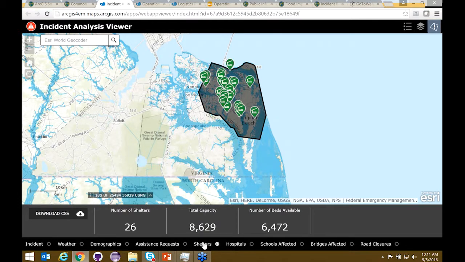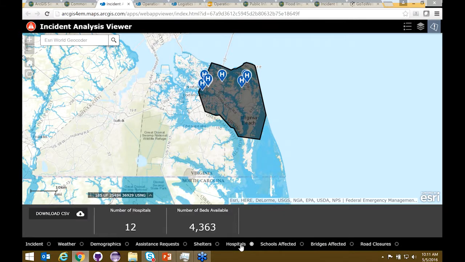The next piece of the equation is looking at open and accessible shelters. So we have 26 shelters in this area that are open with a total capacity of 8,600. We have 6,472 beds. So we're beginning to get a full scope of not only the people that are in the area, but also the assets and facilities that we can manage or can send people to.